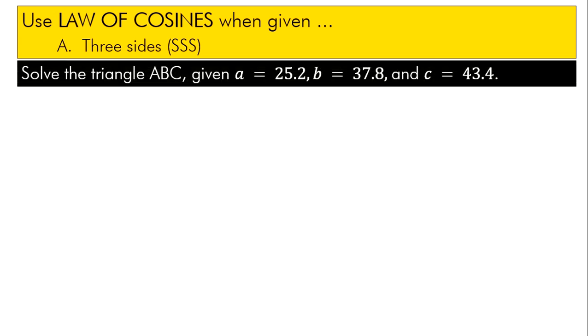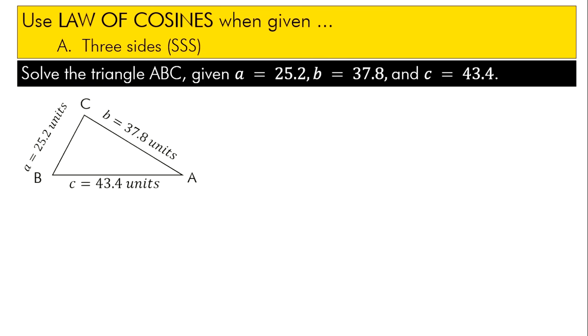Given that A is equal to 25.2, B is equal to 37.8, and C is equal to 43.4, we have the triangle ABC with its sides. For us to solve for angle A, angle B, and angle C, we need to use the cosine law. For angle A, if you manipulate and isolate angle A, we'll have cosine A is equal to B squared plus C squared minus A squared all over 2BC.